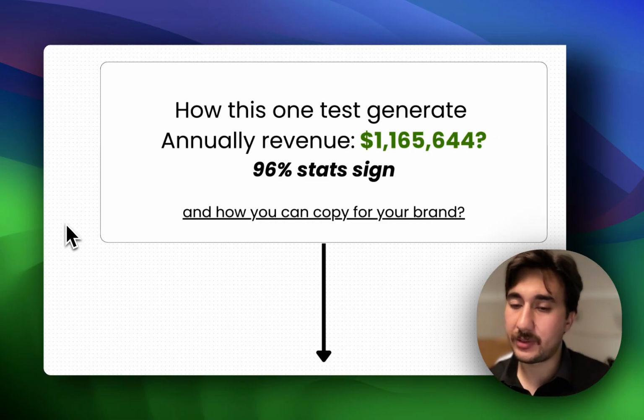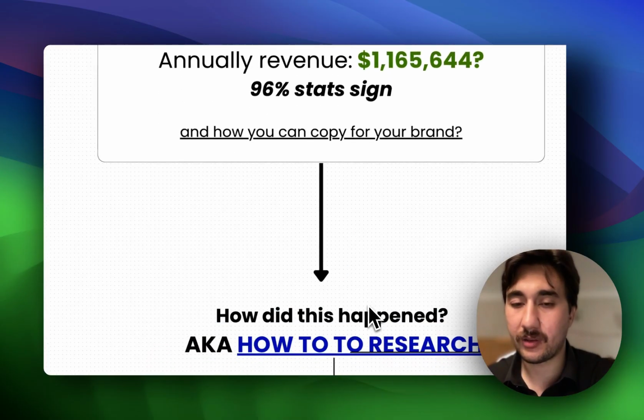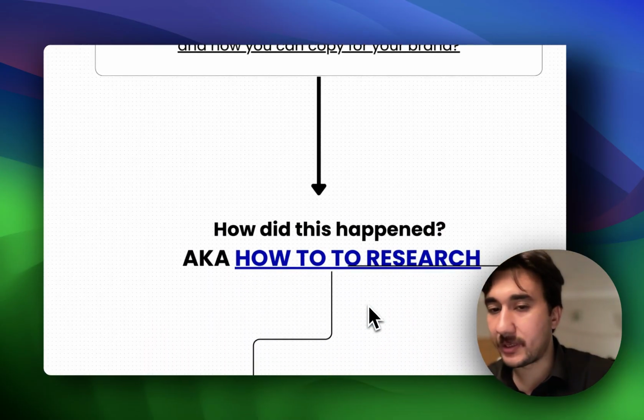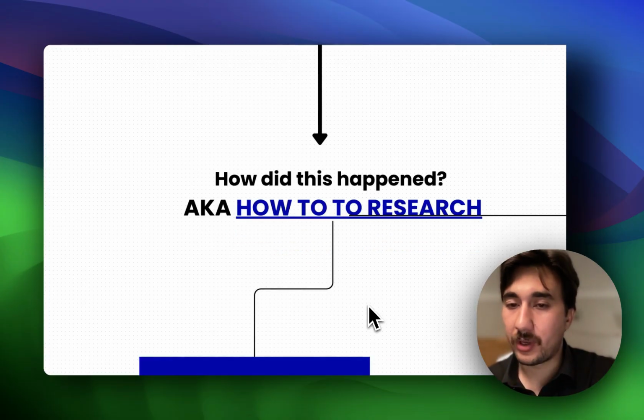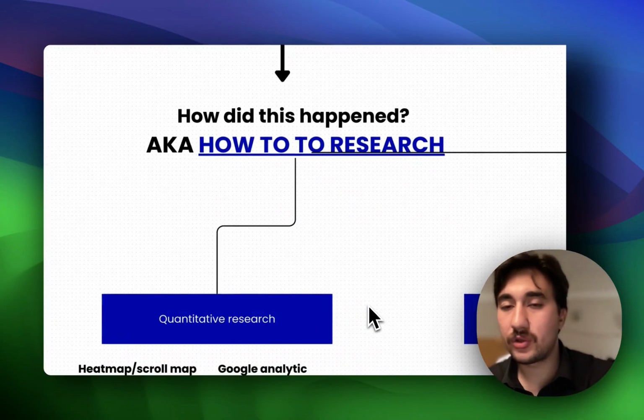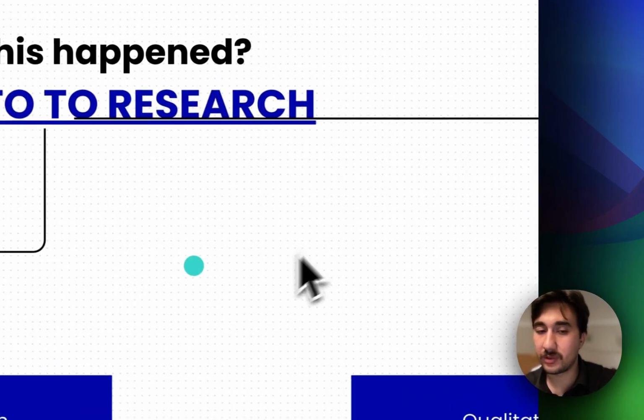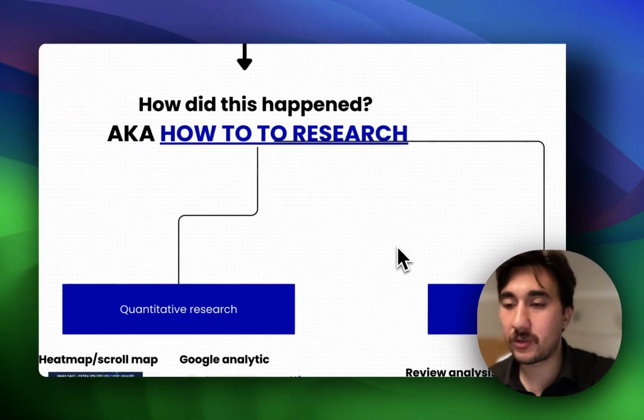Before we run any A/B tests, we have to do the research. Let me talk about the research part first, and then we can jump into other aspects as well. So how did this happen, aka how to do research? If we think about research, there are only two ways you can do it. One is quantitative research and one is qualitative research.